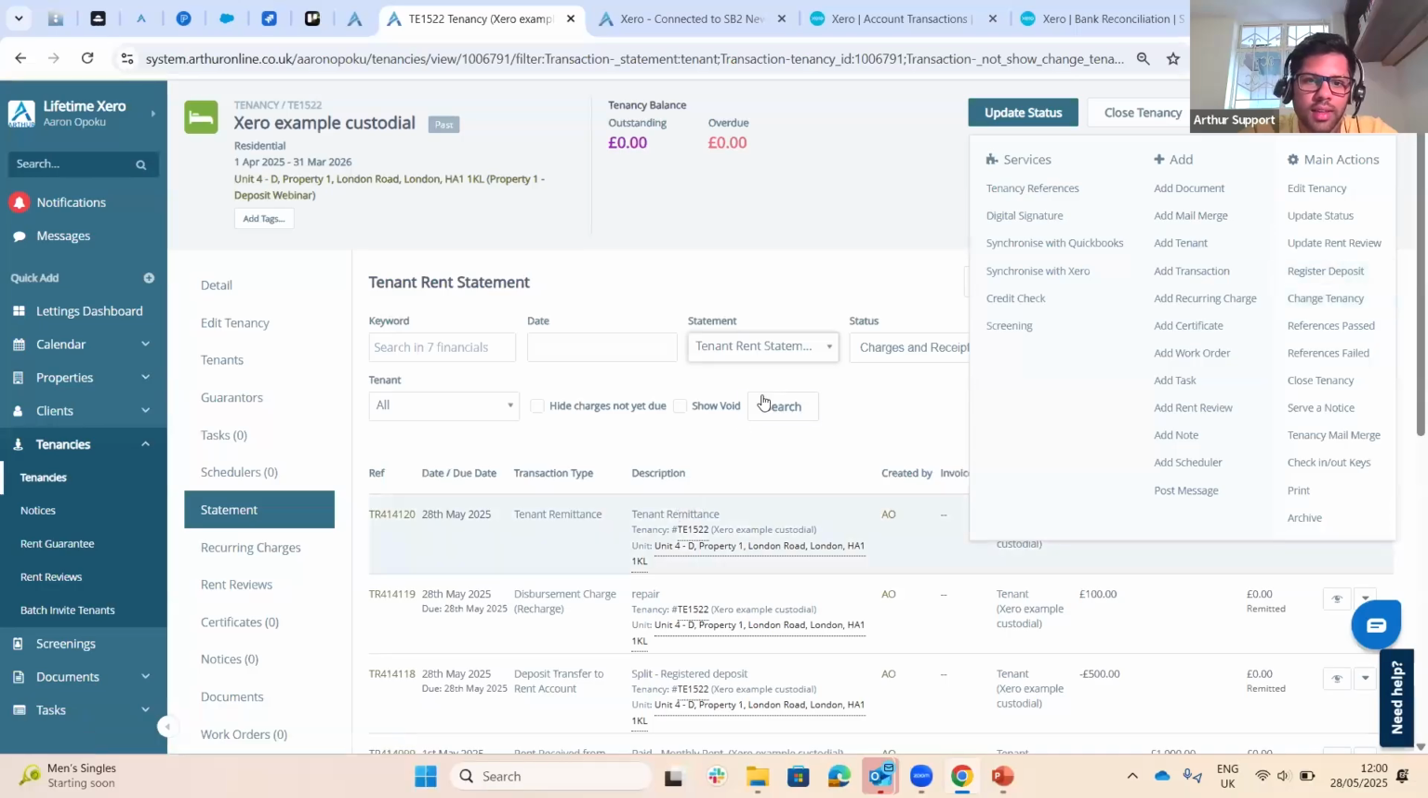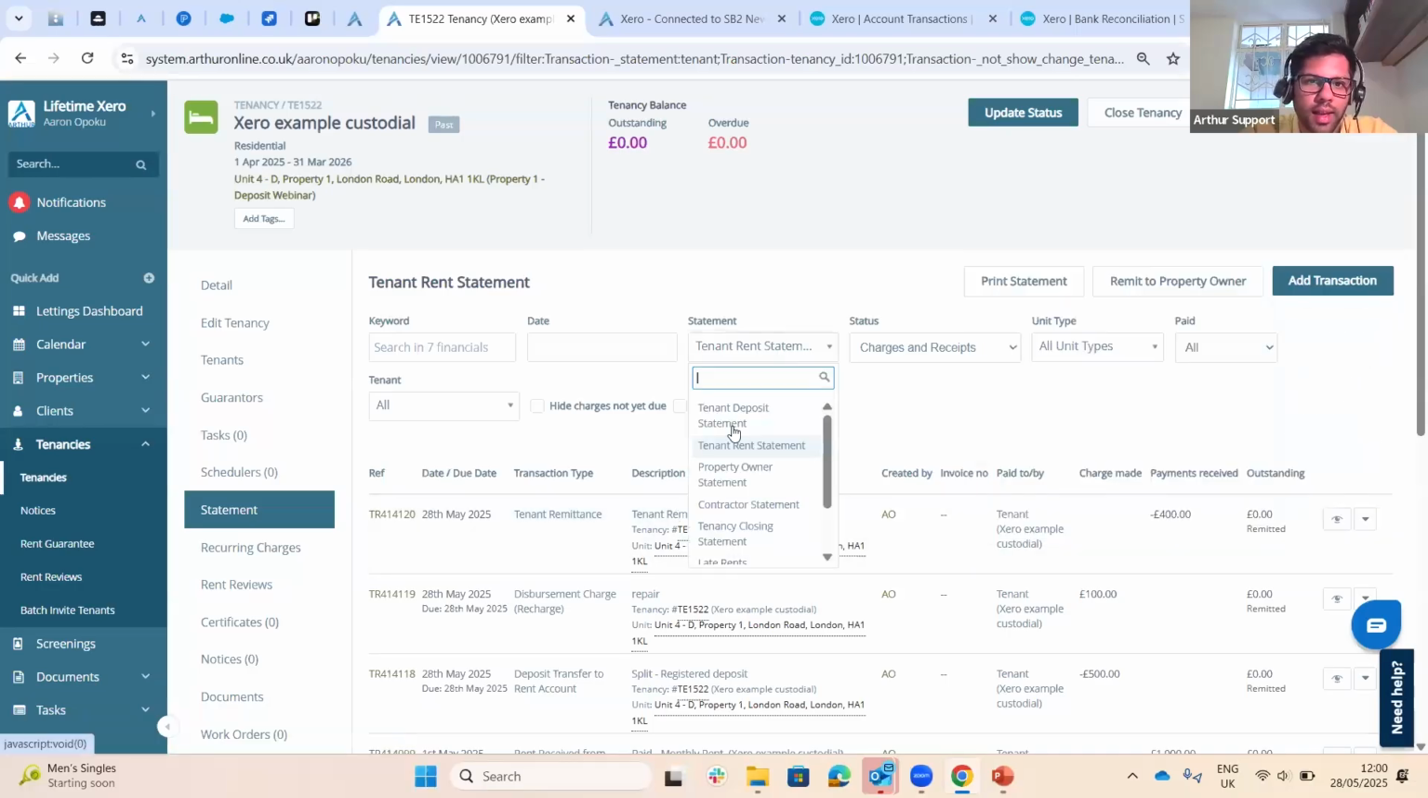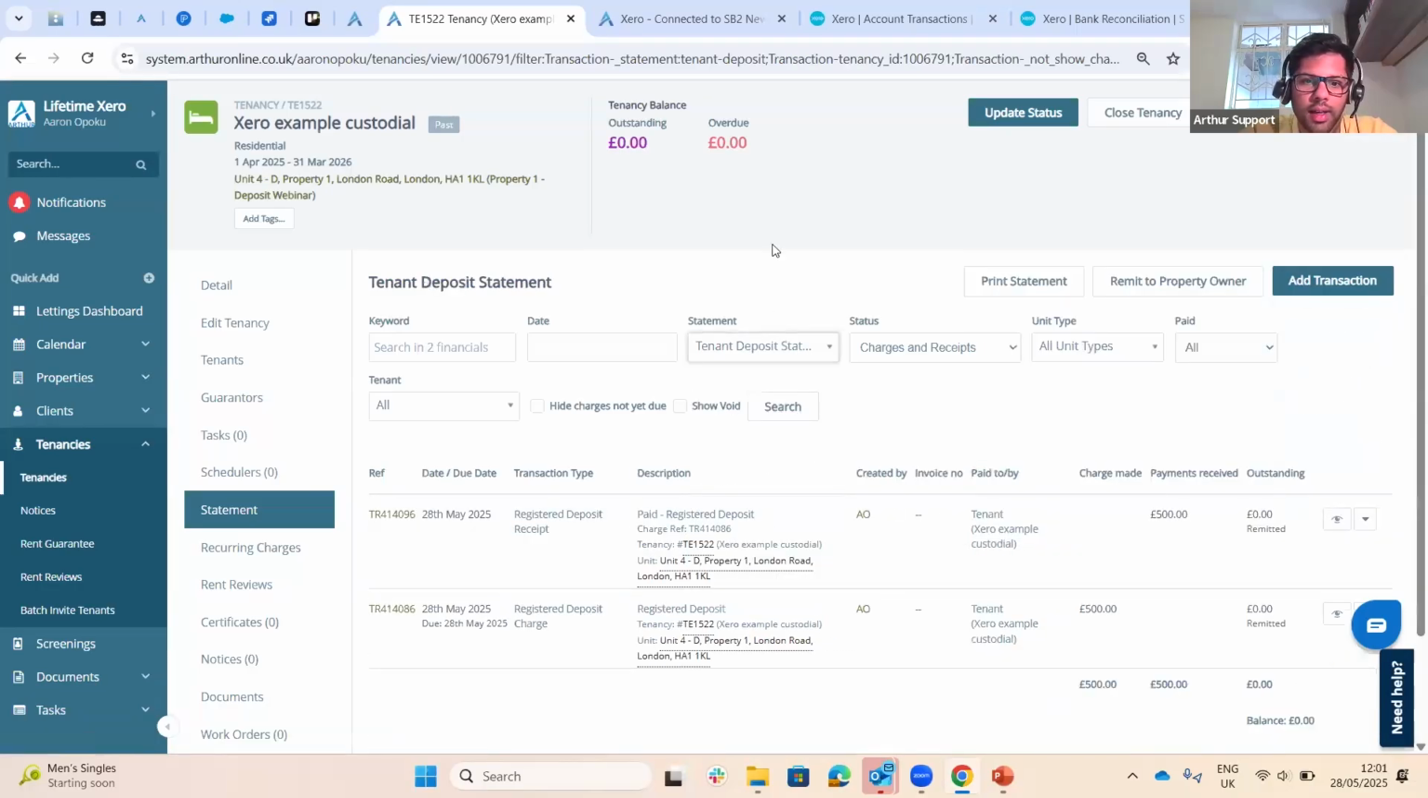All the information stays, the deposit held is still there, and then you can carry on and create the new charges for the renewed tenancy. And then when that renewed tenancy ends, go ahead and close the tenancy and process the deposit refund.